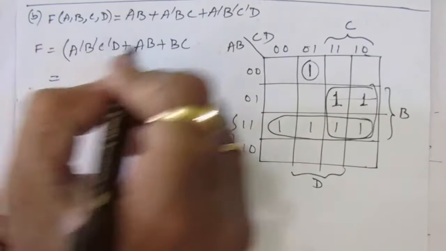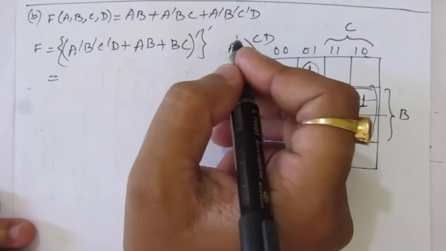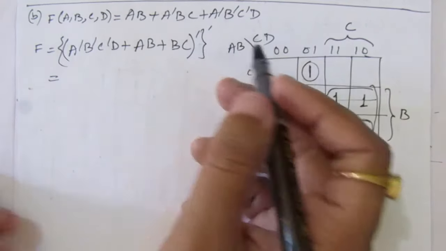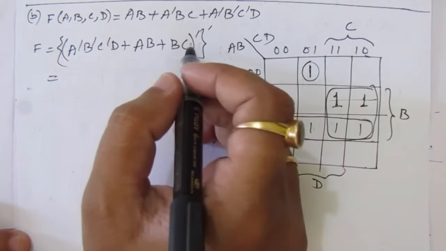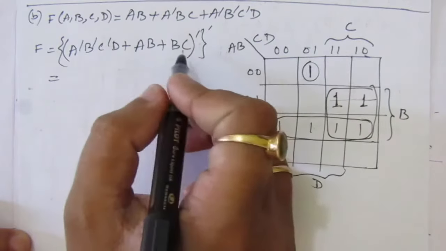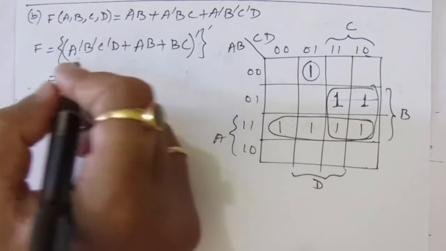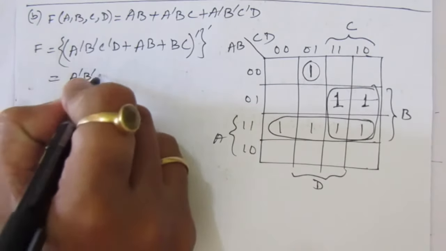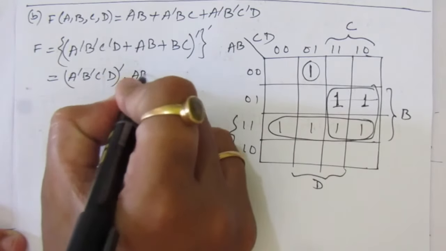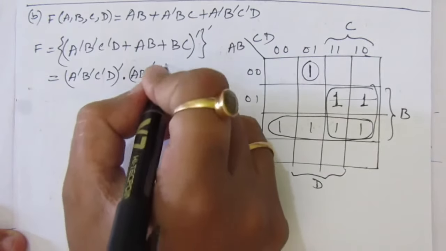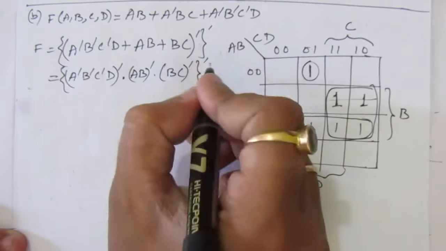We have to take two times complement and we'll break one complement using De Morgan's theorem. We'll take two times complement because two times complement means the same term. So for the inner complement of this expression, we will use De Morgan's theorem and write it as A bar B bar C bar D whole bar into AB whole bar into BC whole bar, and we have a further complement.